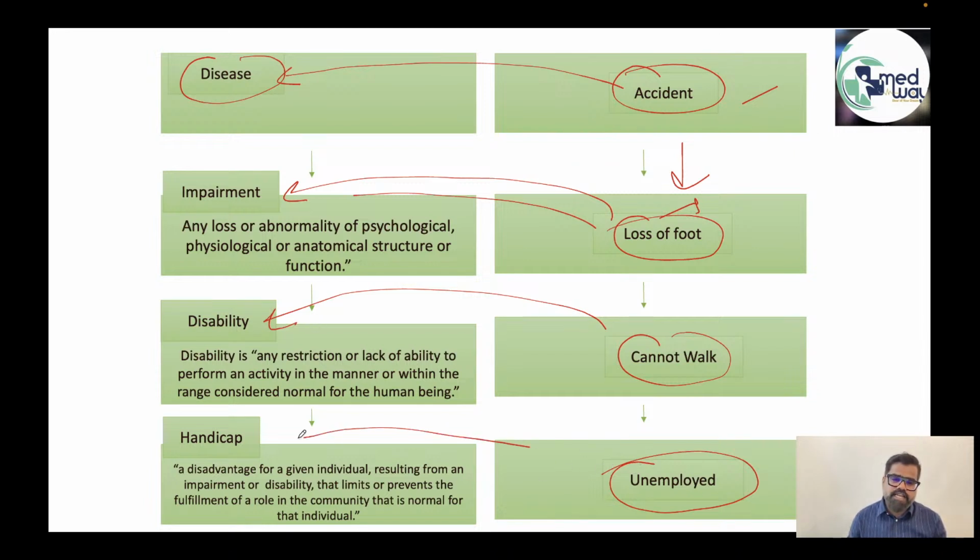So this is handicapped, right? This is the way you understand. Disability is the ability which a normal person is doing. I can walk, you have suffered an accident so you cannot walk. That is disability. And since you are not able to walk, you have been fired, you lost your job, you are unemployed, right? So unemployed is handicap. So this was the question asked there.